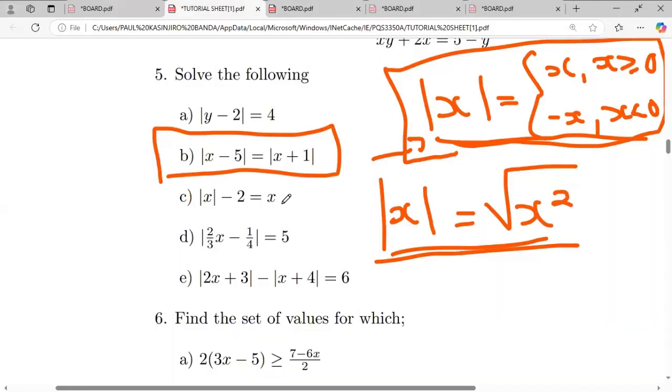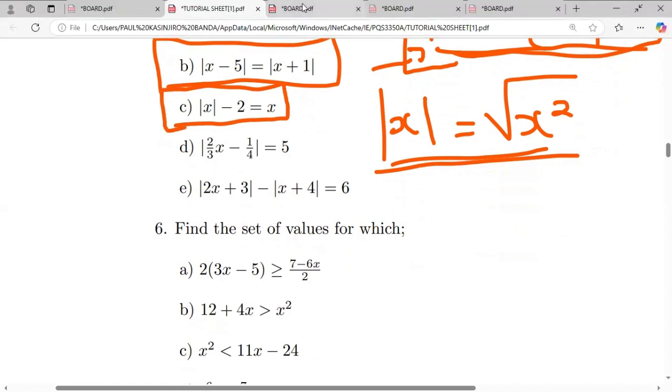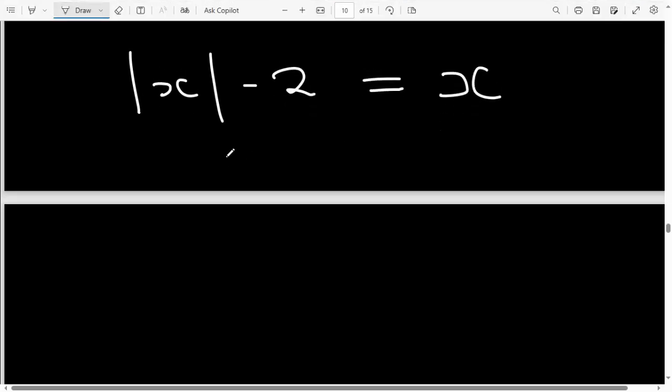Okay, then let's look at the other question. So the other question now, we have this guy. Modulus of x minus 2 is equal to x. Modulus of x minus 2 is equal to what? x. So what are we going to do? We are going to leave this modulus guy on its own. So it will be modulus of x is equal to x plus 2.